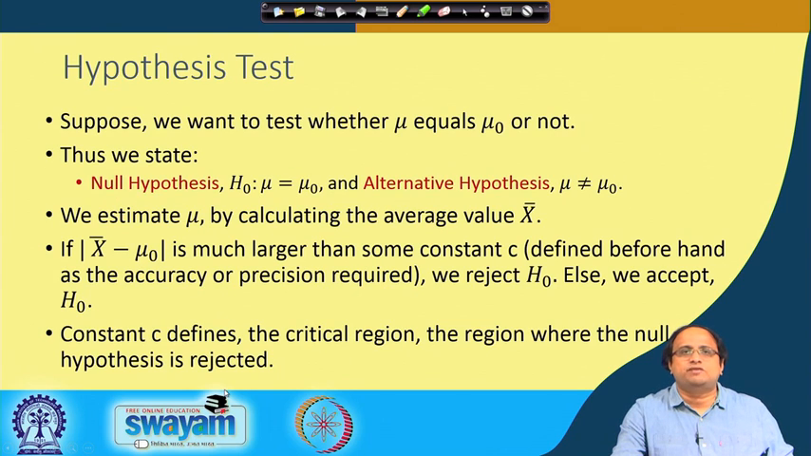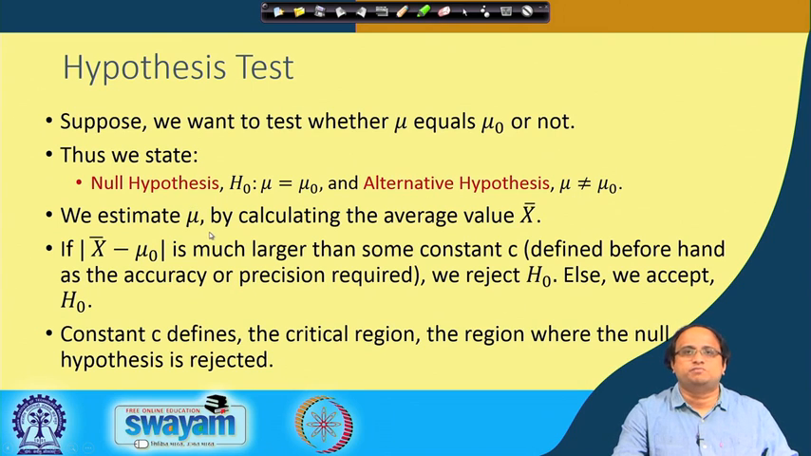Now that we have derived this confidence interval, we are all set to understand what hypothesis testing is. As I said, if you want to test whether mu is equal to mu naught or mu is not equal to mu naught, you state two hypotheses. The null hypothesis is that mu is equal to mu naught, and the alternative hypothesis, H1, is that mu is not equal to mu naught.